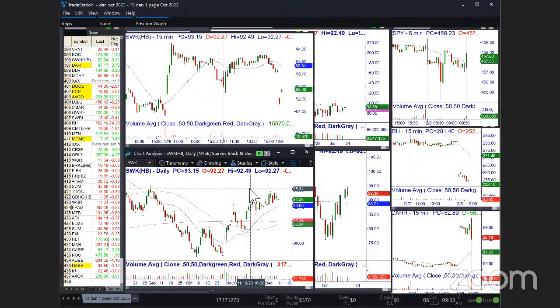SWK alarm. All right, let's move stop to the 5-minute low, 92.7.